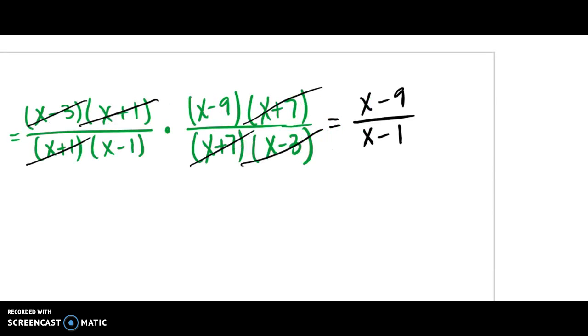Remember to write down any excluded values. So x cannot be positive 1, it can't be negative 1, it can't be negative 7, and it can't be positive 3.